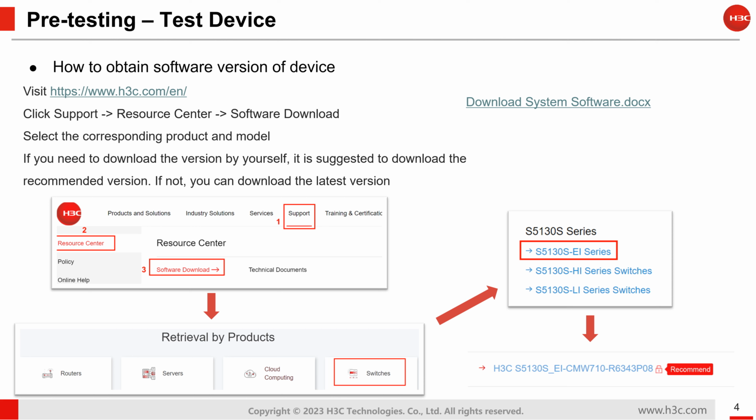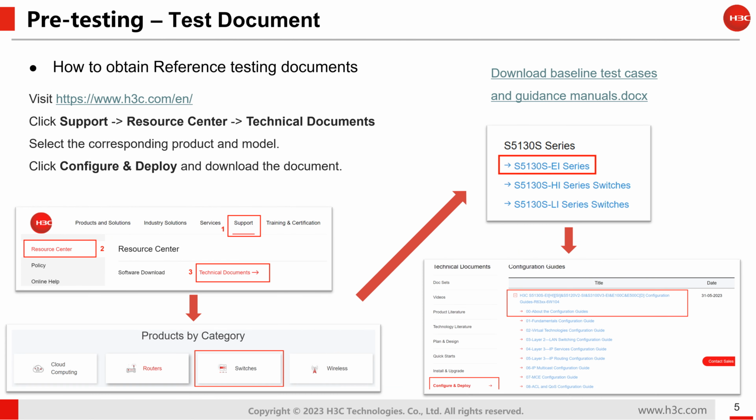If you need to download the version by yourself, it is suggested to download the recommended version. If not, you can download the latest version. Next, let's see how to obtain test documents. These documents can provide you with configuration references.